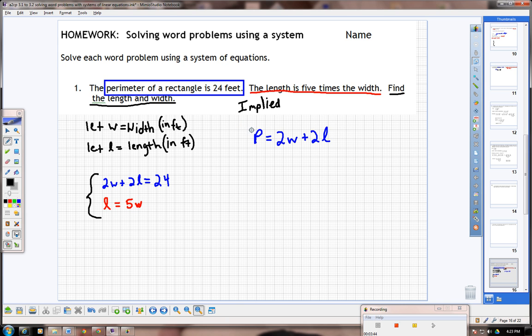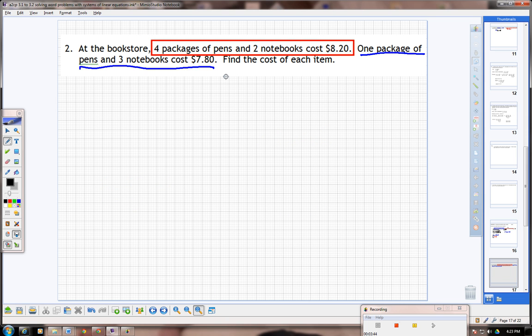Now, some of you may have a strong background in memorizing formulas, or some of you might have come about this a different way, knowing that you're going to have twice the width plus twice the length because we are dealing with a rectangle here. Now, this other equation, the length is 5 times the width. Well, "is" just means equals. So anytime we see "is" when we're trying to create an equation, we're thinking equals. Length equals 5 times the width. And that's how we get it down here. You'd probably use substitution for this problem.